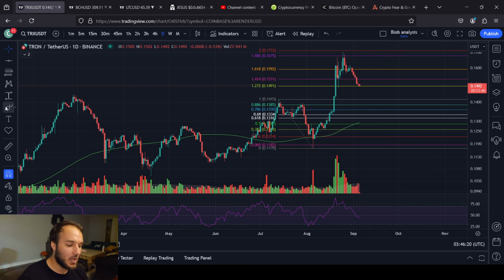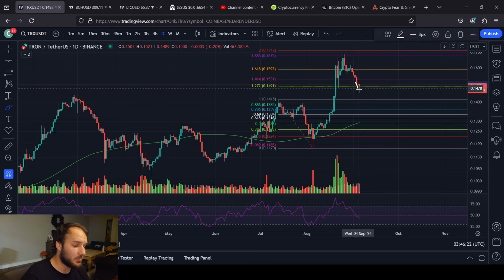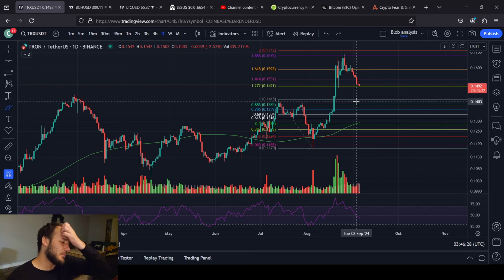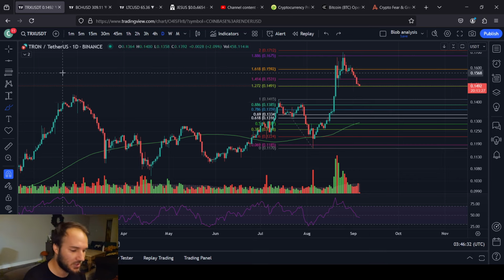But it's even less common, in my opinion, to find support somewhere in the middle of nowhere, right here, between the 1272 and the 100 level. In this black zone here, it's not the most common thing to do. That can happen too. Just because it's not common doesn't mean it shouldn't be considered.